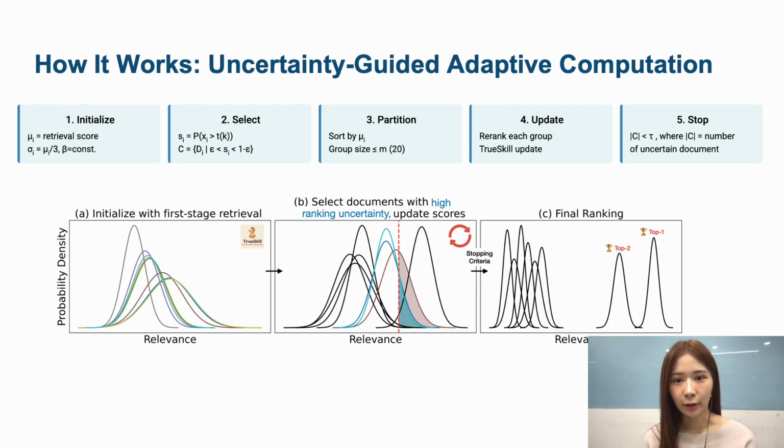The pipeline in 5 steps. First, initialize mu from the first-stage retrieval scores and set sigma with a prior. Second, select candidates whose top-K probability lies in an epsilon band around the decision boundary. Third, partition selected documents into groups. Fourth, re-rank each group list-wise and update TrueSkill scores. Lastly, stop when the number of uncertain documents falls below a certain threshold. The plots show how probability mass concentrates as we refine.